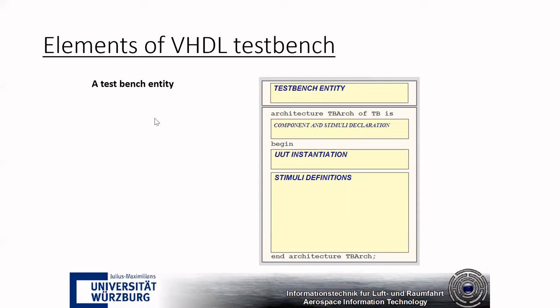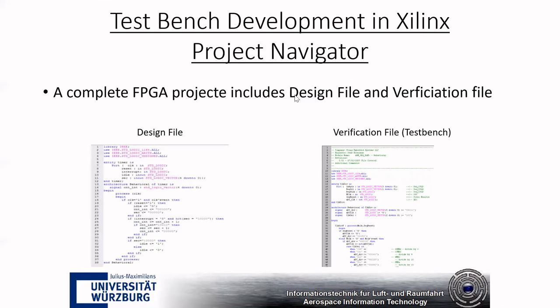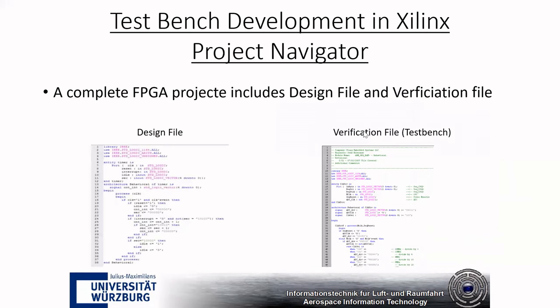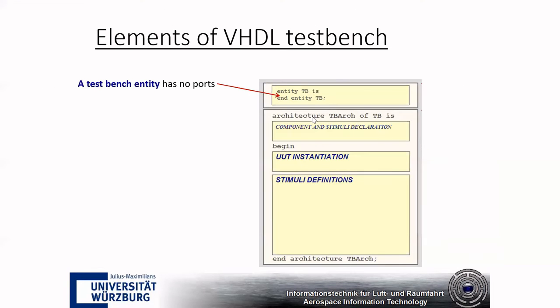So in VHDL, we have the test bench. I mean, in a normal FPGA project, we have a design file and a verification file. The design file is a file which contains my logic. The verification file is the file that contains my testing scenario, I mean, my testing code which I am using to test. So in the test bench, which is also my testing file or verification file, we have an entity and it will remain empty. There will be no port because it's not designed, it's only testing.